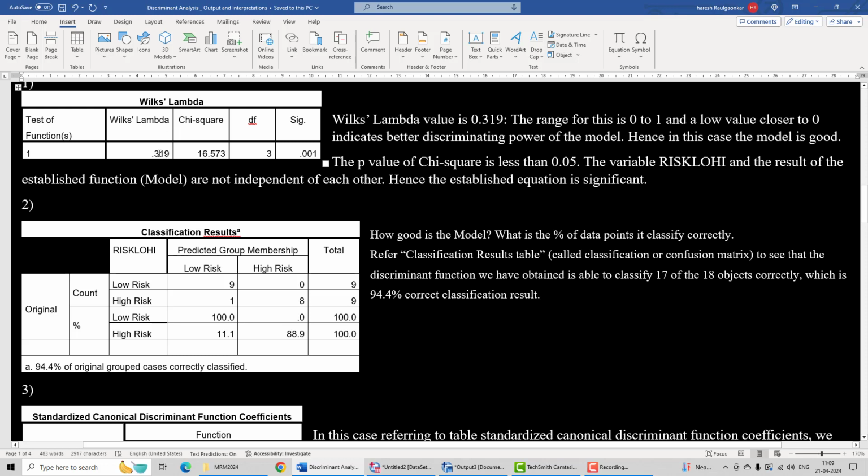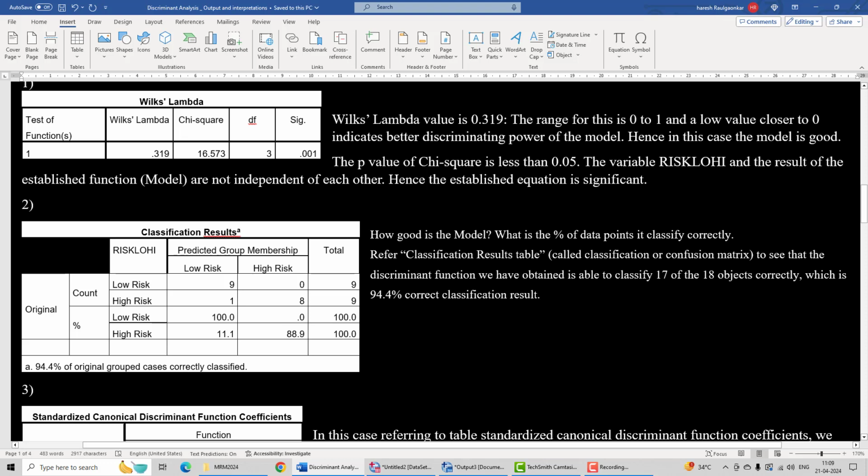Then in the chi-square test, if you see here, the p-value of chi-square is less than 0.05. So the variable risk low high and the result of the established model, that is the function, are not independent of each other. They depend on each other. So that also is statistically significant. So our model is a reliable, significant model.